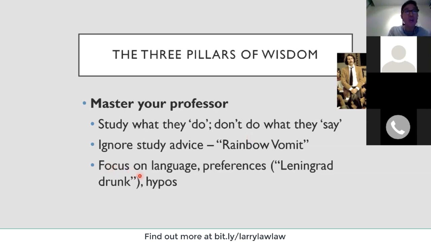In class, you want to focus on the language that they use, certain preferences that they have for vocabulary. My criminal law professor liked to use the phrase "Leningrad drunk," which to him was the shorthand for the intoxication defense. Just being buzzed is not enough to negate specific intent on crimes such as murder or arson or burglary. You have to know that you're doing this. But it's not enough to have had a couple of beers. What is the level of intoxication necessary? It's kind of being at the level of blackout drunk where you don't know what you're doing.